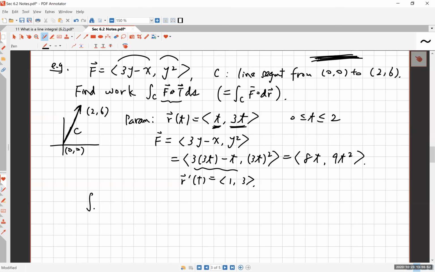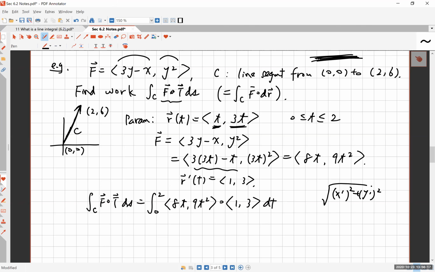All right, so the work integral F dot T ds is basically the integral from 0 to 2 of the dot product (8t, 9t squared) dot (1, 3) dt. Notice here, I didn't have to do this. It's very important for you to remember that. I mean, the speed, of course, is the square root of 10. That's easy to calculate, but you don't need to do that.